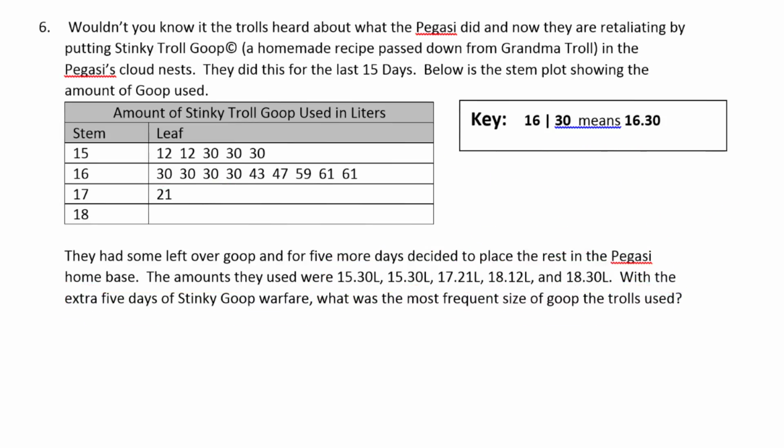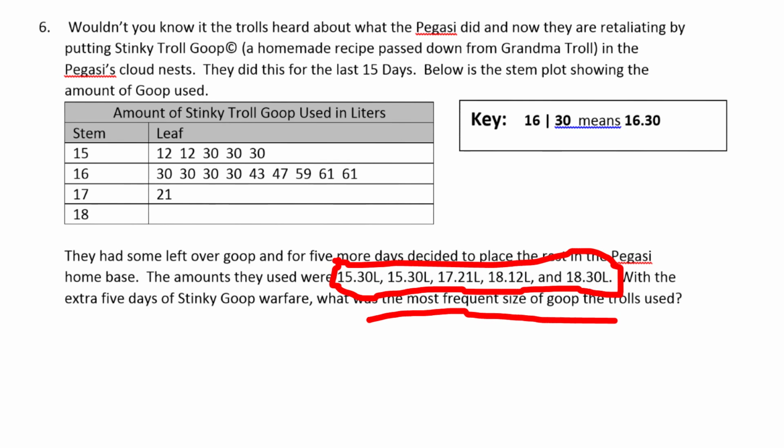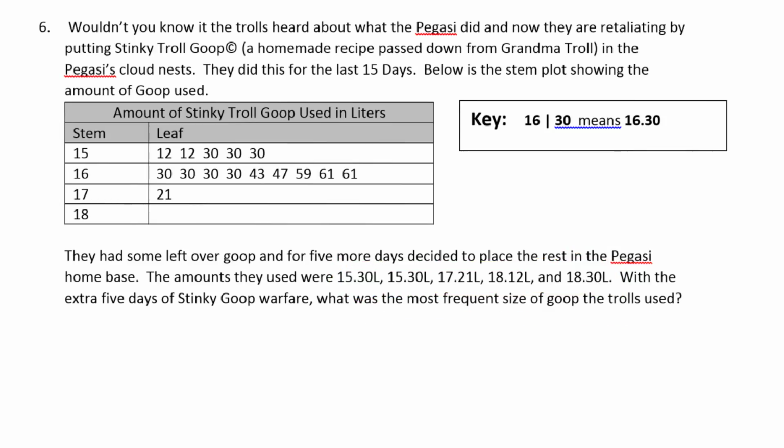Well, I've cleaned it up. Hopefully you figured out that what they want you to do is add these to the data before you figure out what the most frequent size of goop the trolls used was. So what I'm going to do is I'm just going to add them in. I'm going to add in 15.30 here. This 15.30 I'm going to put right here in the graph because the stem is 15 and 30 would go there. So I'm going to do that right now.